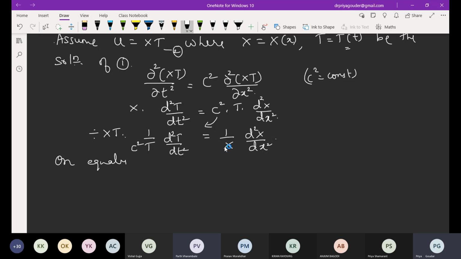On equating both sides, this is one of the important questions you are going to get in the exam. Instead of memorizing, you better remember it, that is far better.